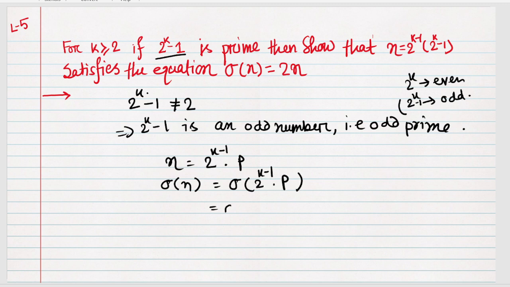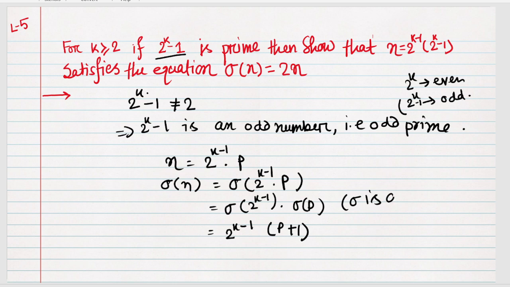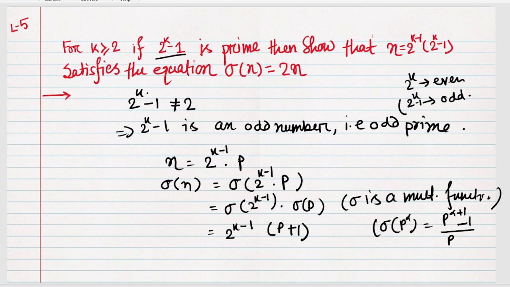Now, as we know that sigma is a multiplicative function, we can write it in the form of sigma of 2^(k-1) times sigma of p. That means sigma of 2^(k-1) is nothing but 2^k minus 1, and sigma of p is always p plus 1. Here we can write that sigma is a multiplicative function, and we have that sigma of p^alpha equals (p^(alpha+1) minus 1) by (p minus 1).